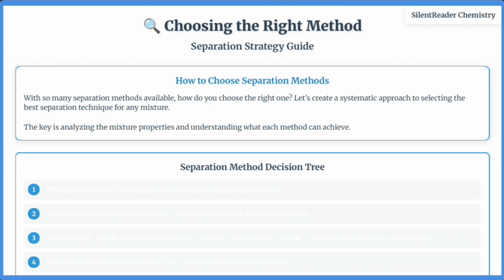Consider additional factors like scale, cost, time, purity requirements, safety, environmental impact, and whether you need to recover all components. Often, multiple methods are used in sequence. The key is analyzing mixture properties and understanding what each method can achieve for optimal separation.